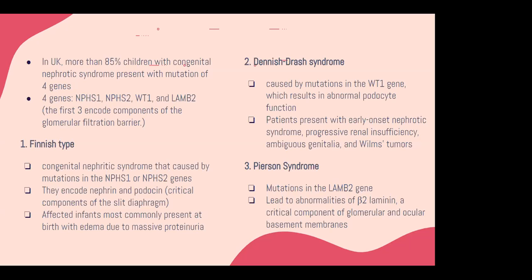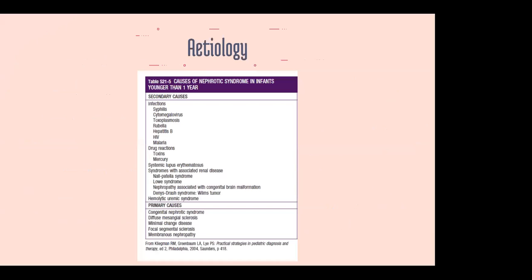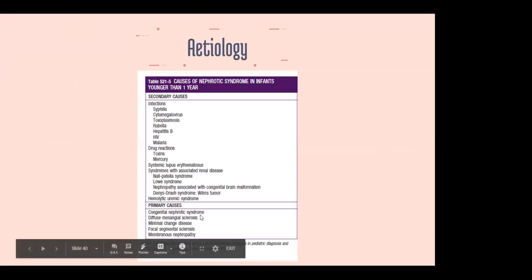And the next one is Denys-Drash syndrome. It is caused by a mutation in the WT1 gene, which results in abnormal podocyte function. Patients will present with early-onset nephrotic syndrome, progressive renal insufficiency, ambiguous genitalia, and Wilms tumor. And the next one is Pierson syndrome. It is a mutation in the LAMB2 gene, and this will lead to abnormalities of beta-2 laminin, a critical component of the glomerular and ocular basement membrane. So these are the etiologies of congenital nephrotic syndrome, and the secondary causes are infections and drugs.